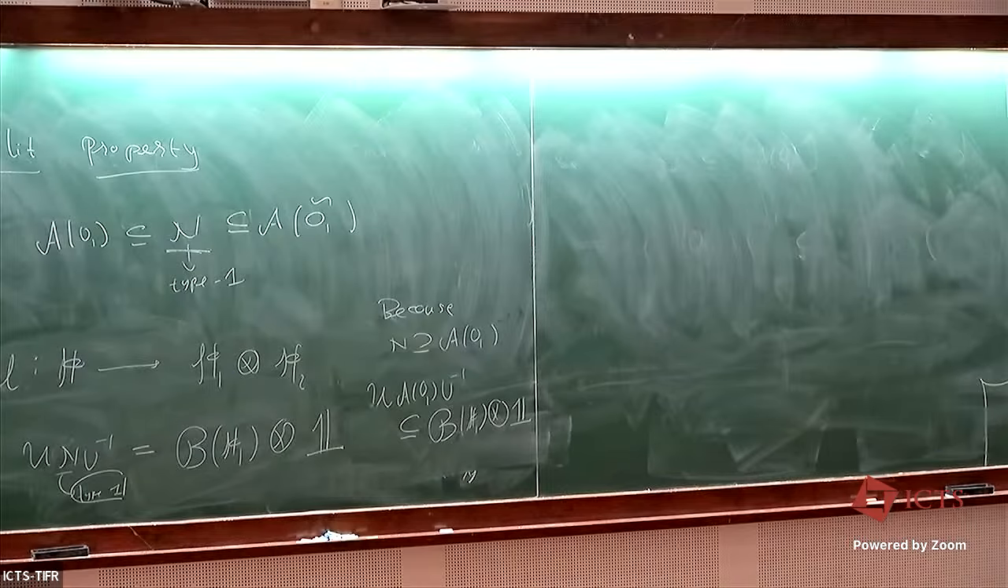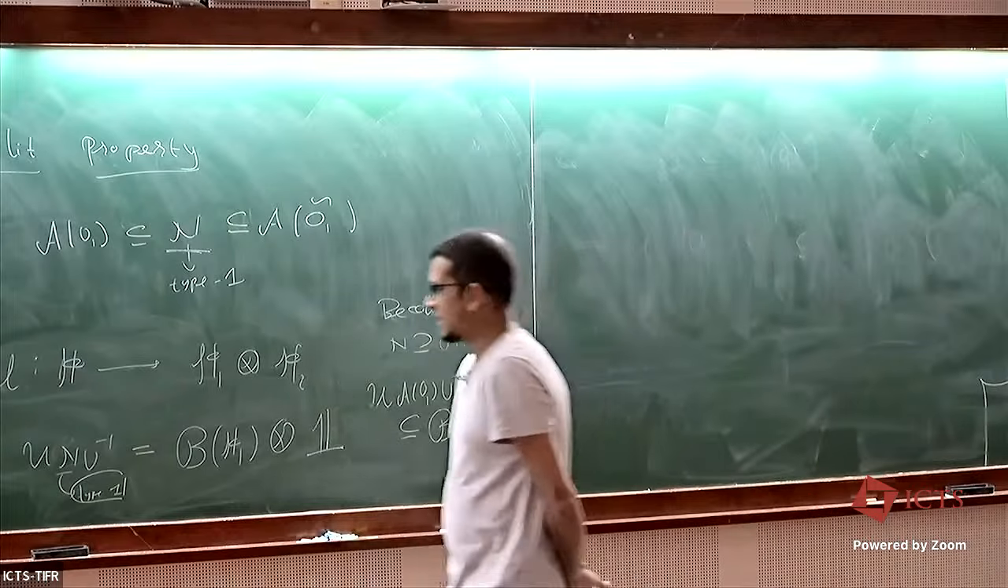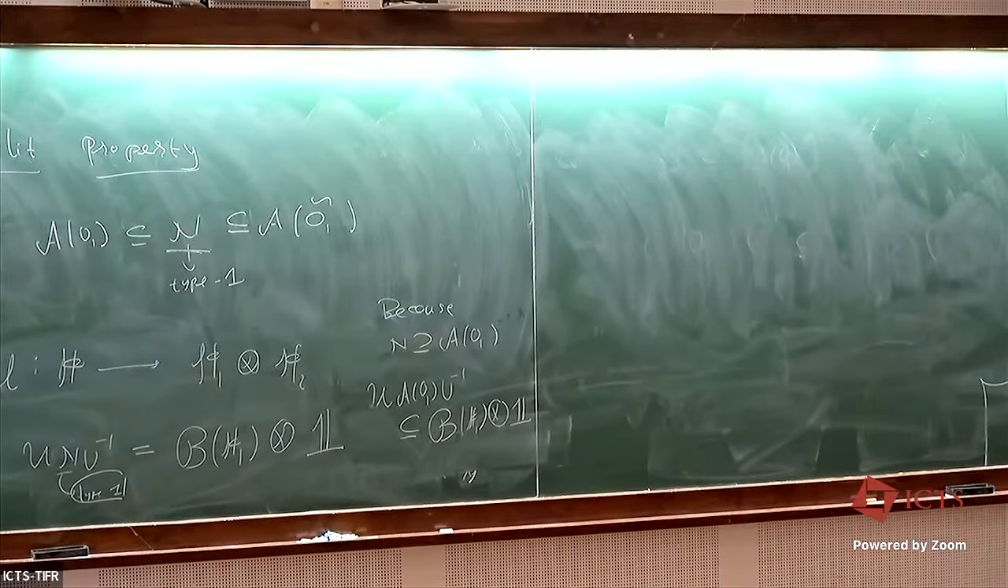Oh no. It's just the fact that there is a type 1 von Neumann algebra N. The fact is type 1, and of course it's an algebra which is acting on H. H is our Hilbert space that we have, right? Once and for all.